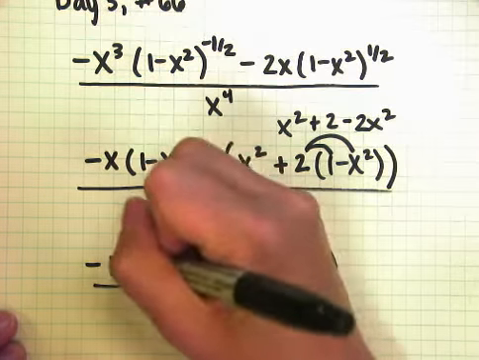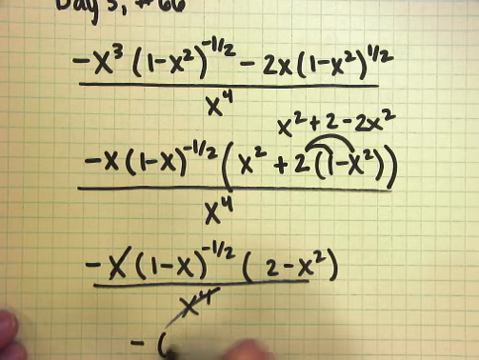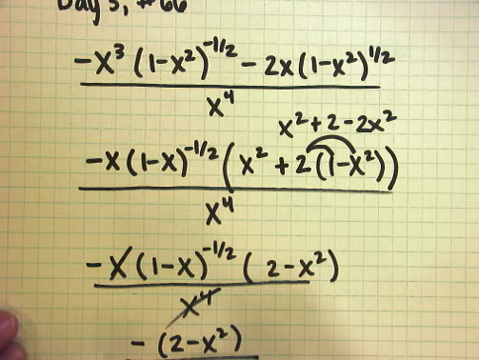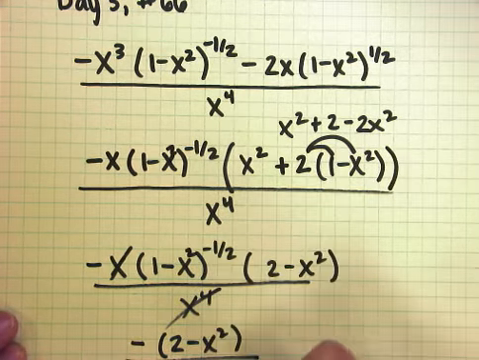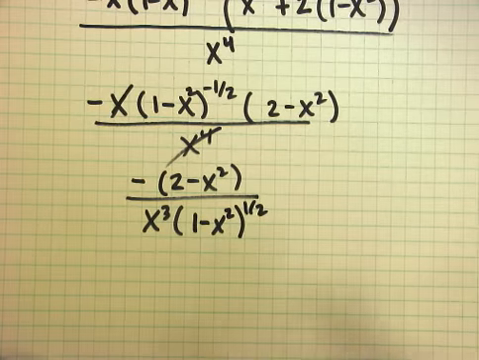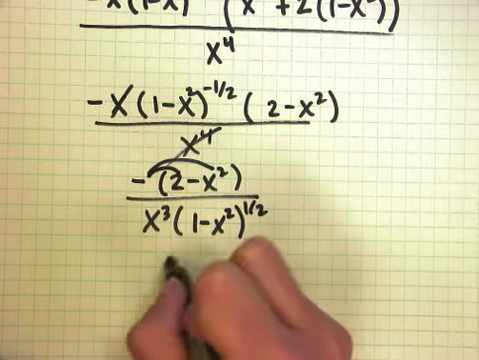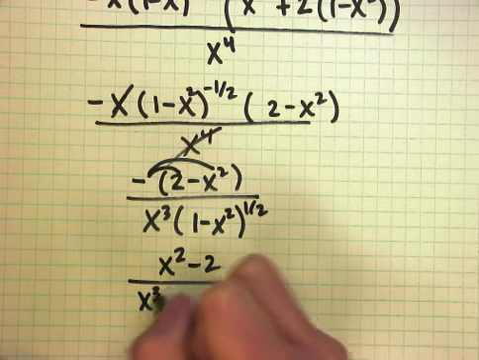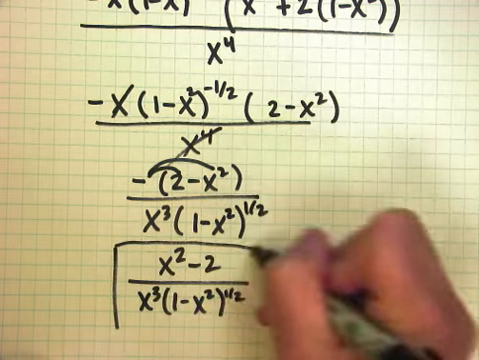Well, I can reduce this x and this x to the 4th, and I can bring this exponent down. So I've got negative 2 minus x squared over, let's see, x cubed and 1 minus x, oops, there should be a squared there, I think I dropped it, squared to the 1/2 power. Okay, and then from there, I'm going to apply this negative because I don't like it sticking out there. So that's going to make it a positive x squared and a minus 2, and then over x cubed times 1 minus x squared to the 1/2 power. And frankly, that's all you can do.